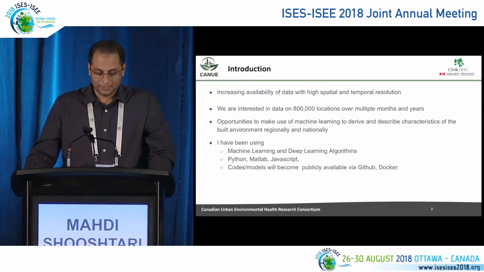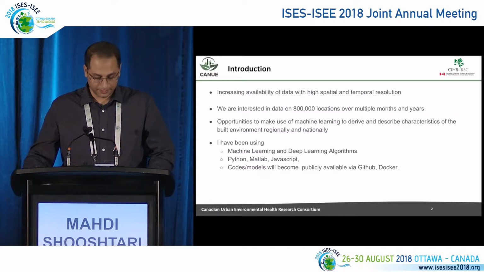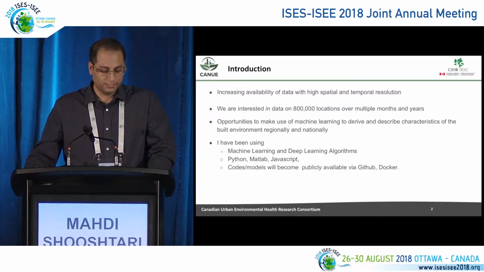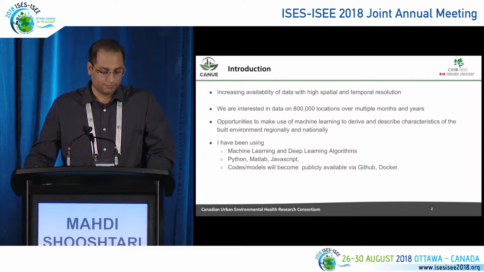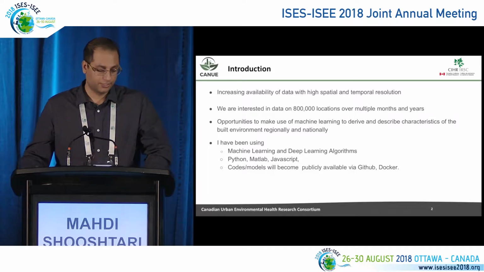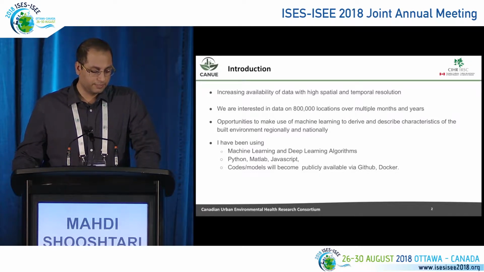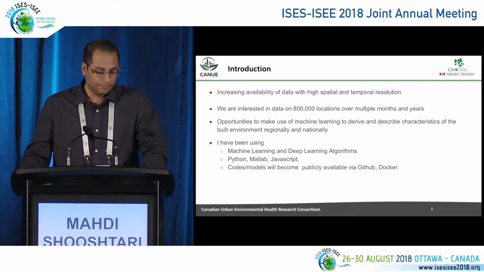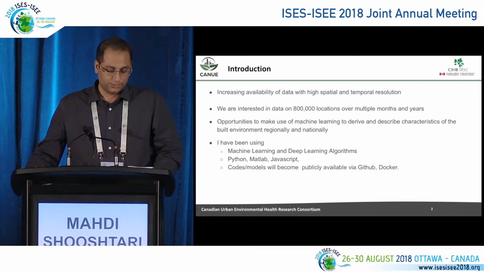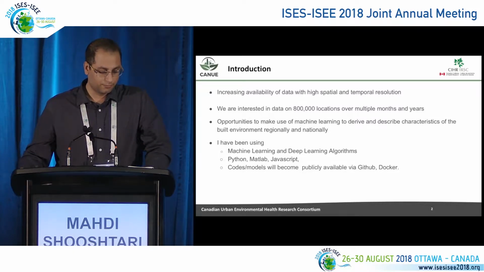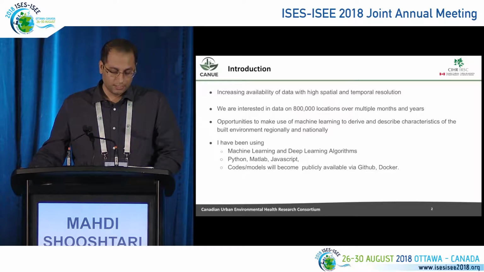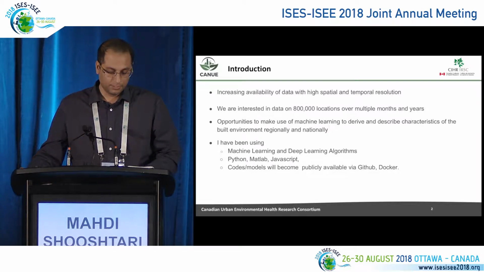The increasing availability of data with high spatial and temporal resolution, from satellite to street-level images, presents opportunities to make use of machine learning to derive and describe characteristics of the built environment regionally and nationally. Once produced, these metrics are themselves large data sets, with data on 800,000 locations over multiple months and years. This presentation will provide illustrative examples of Canoe's approaches and tools for working with very large data sets to produce metrics of urban form useful for environmental health research.